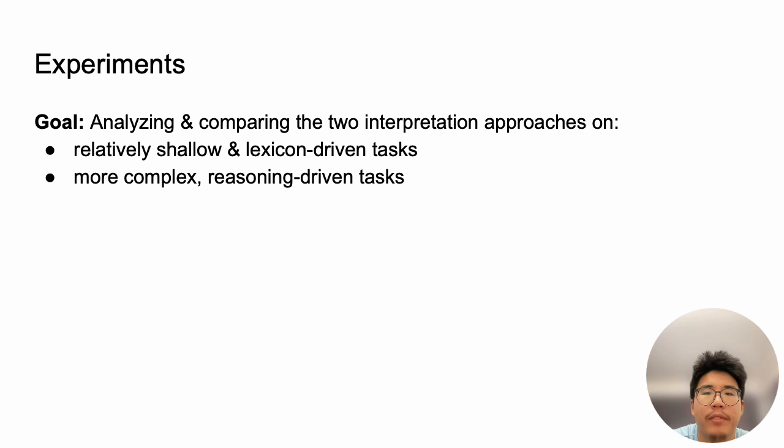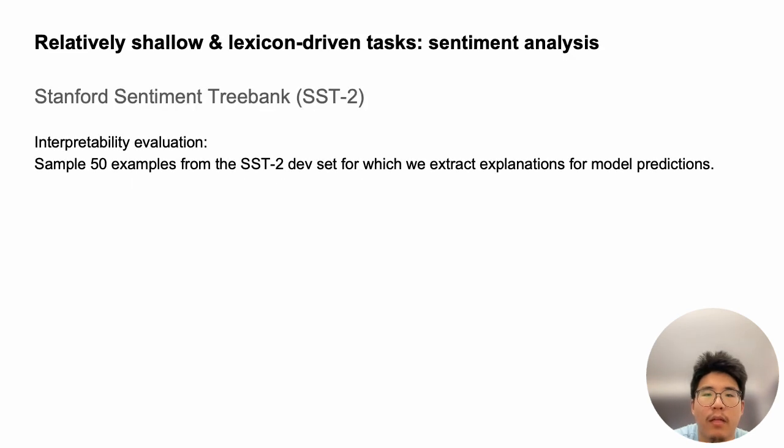Overall, the goal of their experiments is to analyze and compare these two interpretation approaches on two kinds of tasks. One is a relatively shallow and lexical-driven task, and the other is a more complex and reasoning-driven one. For the shallow and lexical-driven task, they choose sentiment analysis. Specifically, they adopt the Stanford Sentiment Treebank SST-2 dataset, and after training on the training set, to evaluate the interpretation of predictions, they further sample 50 examples from the development set of the same dataset, for which they extract the explanation for the model's predictions.